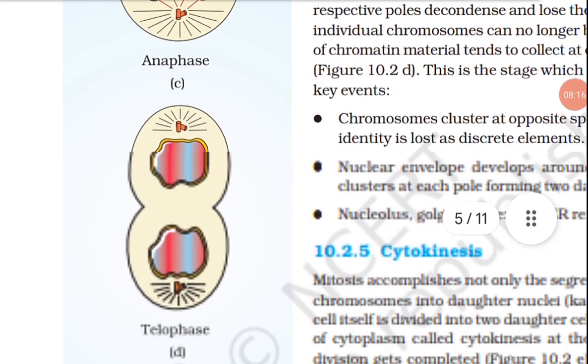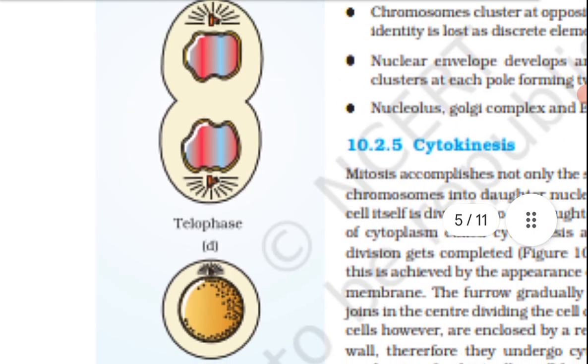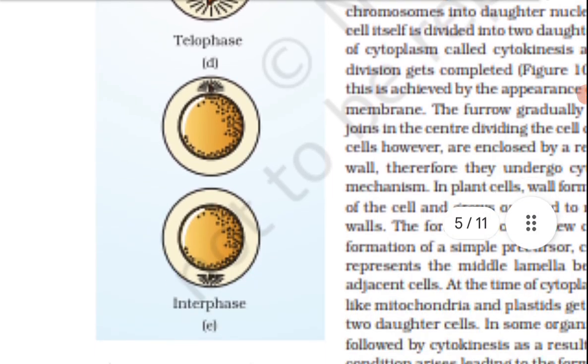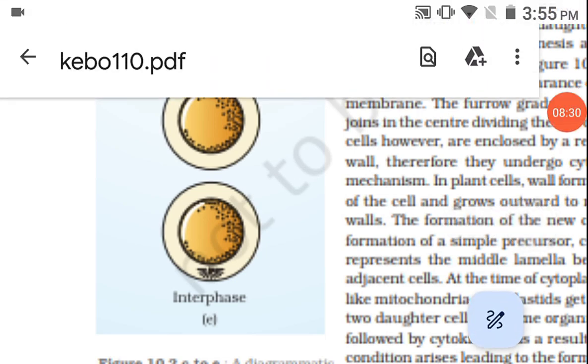At the time of cytoplasmic division, organelles like mitochondria and plastids get distributed between the two daughter cells. In some organisms, karyokinesis is not followed by cytokinesis, as a result of which a multinucleate condition arises, leading to the formation of syncytium. Example, liquid endosperm in coconut.